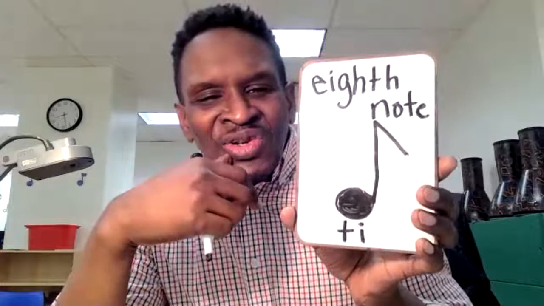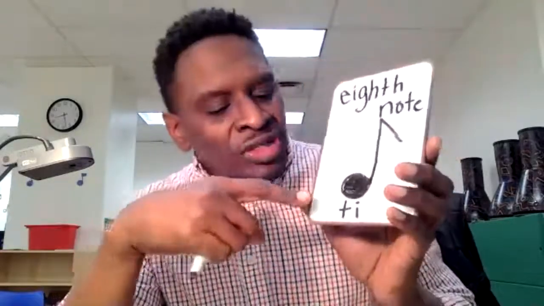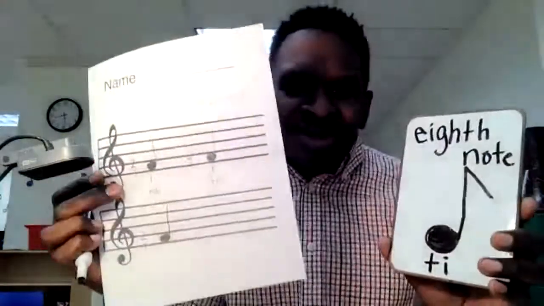Now, an eighth note is a half of a beat, and the singing rhythm for it is "ti." I will write eighth note at the top so that you know that it is an eighth note. If you want to stop the video and just write eighth note on your dry erase board, you can. Now, this is your example of an eighth note that you're going to write on your staff line paper.